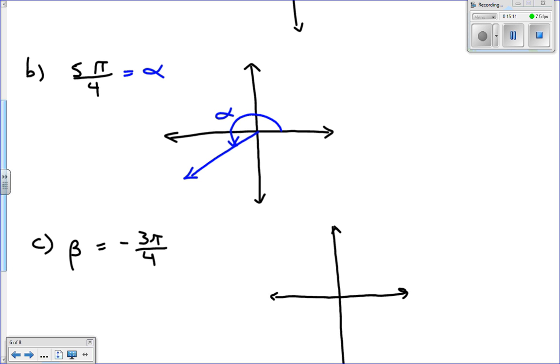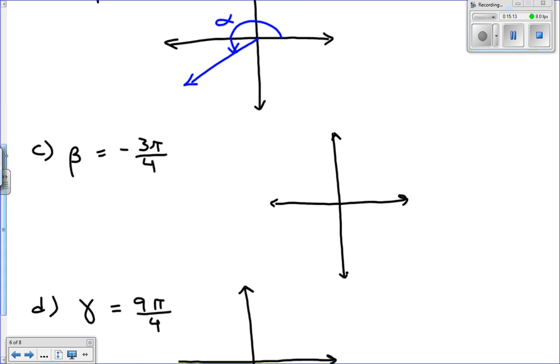Okay, question C asks us to do a negative angle, and it's negative 3/4 pi. And again, our initial angle is still here, the initial ray of the angle, but now we're going clockwise. So we're going to start by going down, and we're going 3/4 of pi. Remember, pi is halfway around, so we're going to go 3/4 around. So we're going to end there, again halfway between the negative x and the negative y axis, and we show our direction of rotation as being negative, and we'll call that beta.